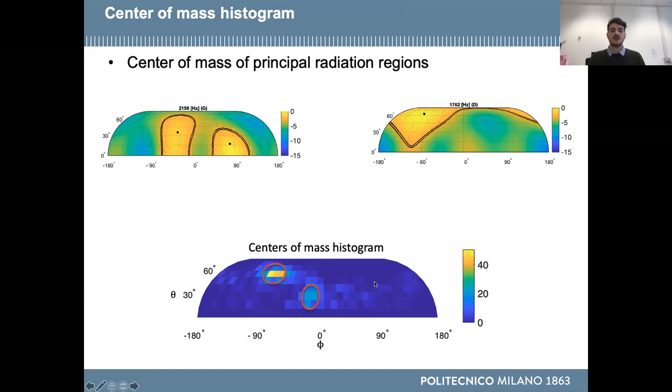This allows us to understand the main location of the principal radiation regions, and we can identify two main groups, two main clusters. One is related to the direction towards the audience, so more or less at minus 15, minus 20 degrees of azimuth. And another region tends to go more in the upper part of the hemisphere, so more directed, more perpendicular to the top plate.